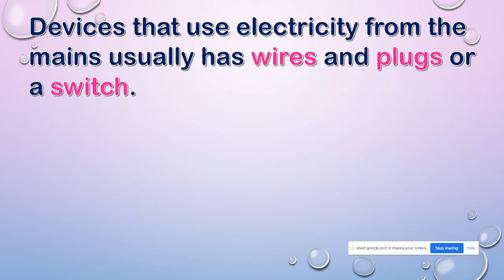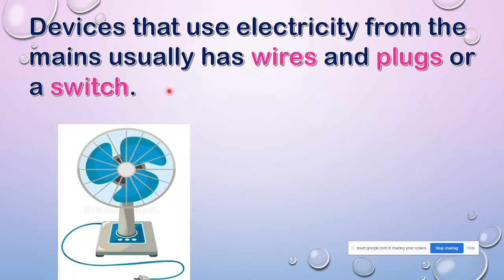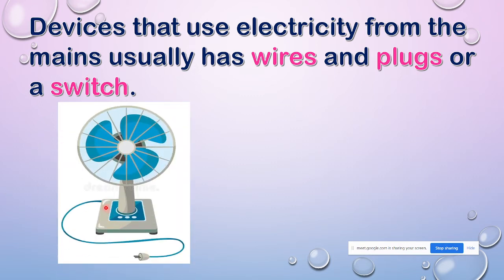When the device has wires and plugs or a switch. Devices that use electricity from the mains usually have wires and plugs or a switch. Look at this fan. If it has a wire like this and also a plug, it means it is using the mains.